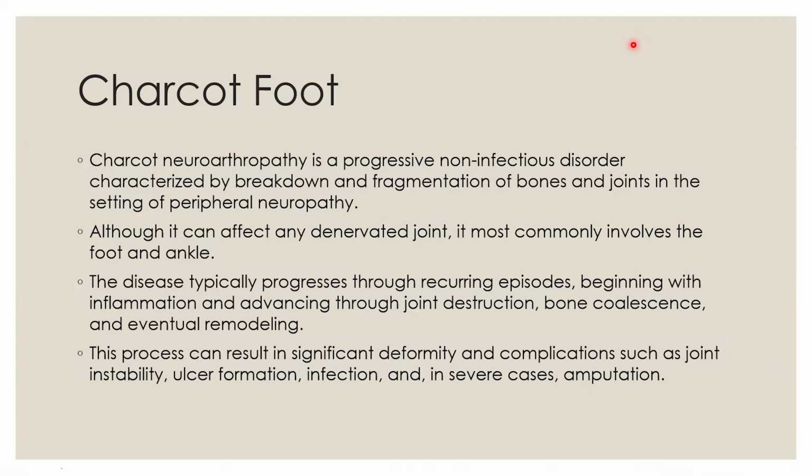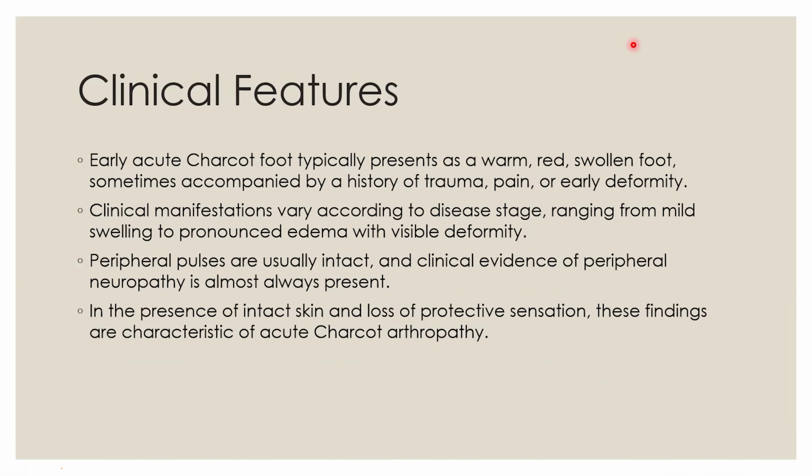The disease typically progresses through recurring episodes beginning with inflammation and advancing through joint destruction, bone coalescence, and eventual remodeling. This process can result in significant deformity and complications such as joint instability, ulcer formation, and because diabetics have impaired wound healing, infection, and ultimately, in severe cases, amputation.